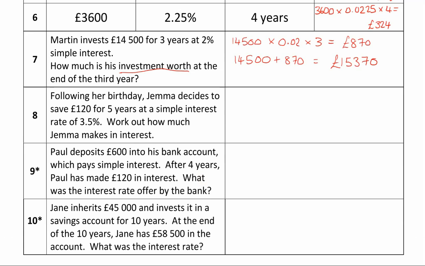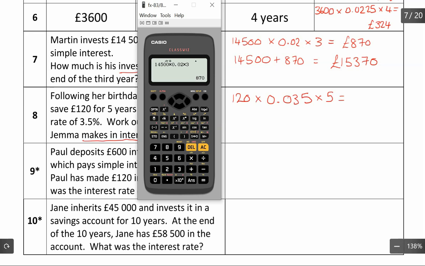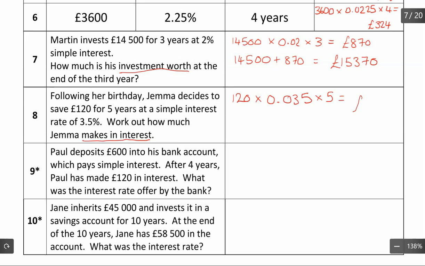Okay, number 8. Following her birthday, Gemma decides to save £120 for 5 years at a simple interest rate of 3.5%. Work out how much Gemma makes in interest. So this is back to the original style of question, just want to know the interest. It's very important you read these questions carefully. So her initial amount was 120, the interest rate is 3.5%, 0.035, number of years is 5, and this will give us our answer. £21.